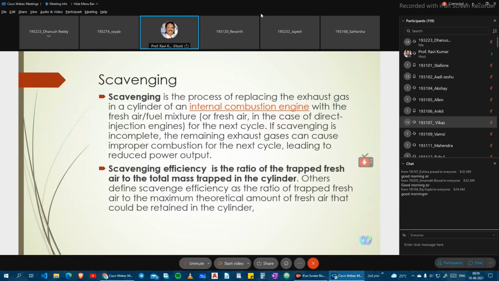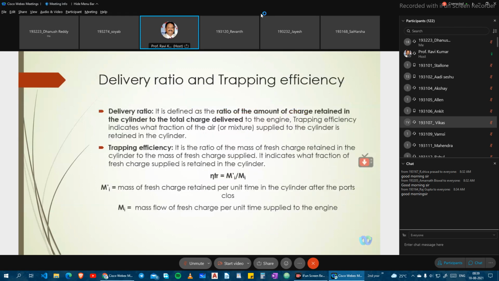That's why the cleaning process of the remaining gases after combustion is very important. That's why the scavenging efficiency needs to be improved. It is the ratio of the trapped fresh charge to the total mass trapped inside the cylinder. Others define scavenging efficiency as the ratio of the trapped fresh air to the maximum theoretical amount of fresh air that could be retained in the cylinder. That is the major thing we have, and this is about scavenging and scavenging efficiency.